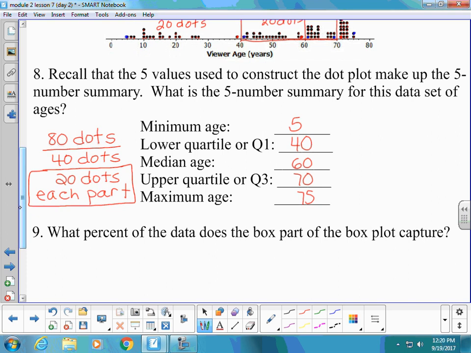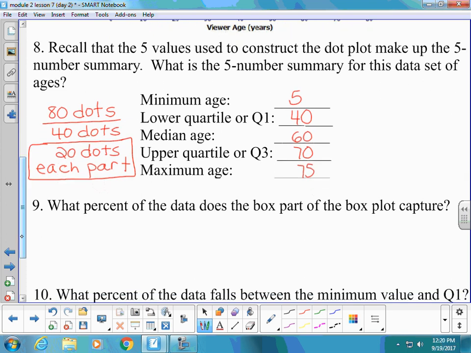Okay, so question number 9 says, what percent of the data does the box part of the box plot represent? Or capture, excuse me. Okay, so we're talking about this part right here. Well, each part of the box plot is 25%. So the entire box is going to capture a total of 50%. Okay, so that would be the answer.